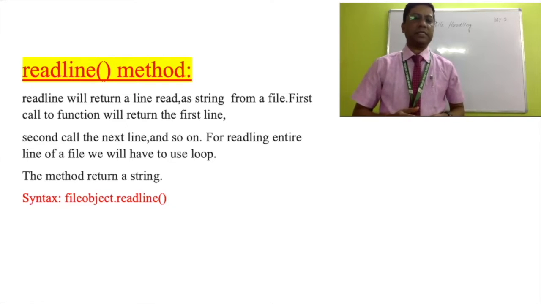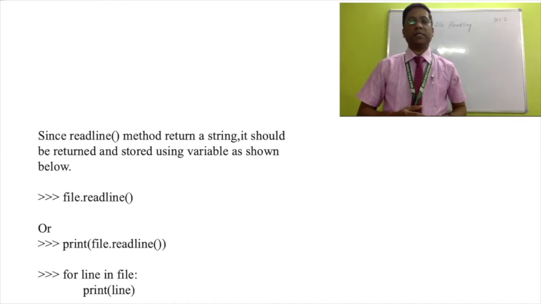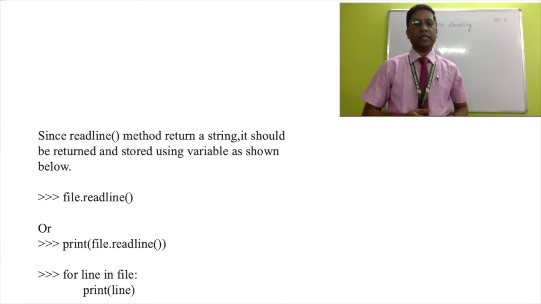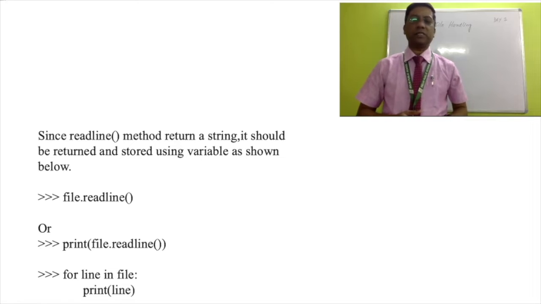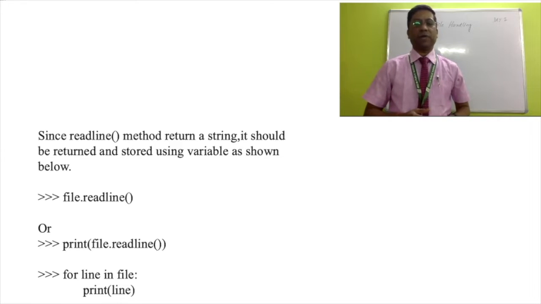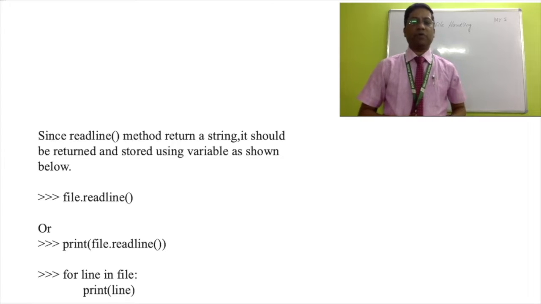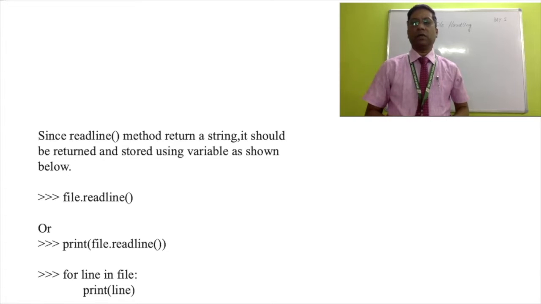Again, the syntax is file object dot readline. Since the readline method returns a string, it should be stored in a variable as shown below. file.readline is one of the syntaxes, or we can write print file.readline, or we may use a for loop like for line in file, then print line. This syntax will read all the lines of the file one by one.